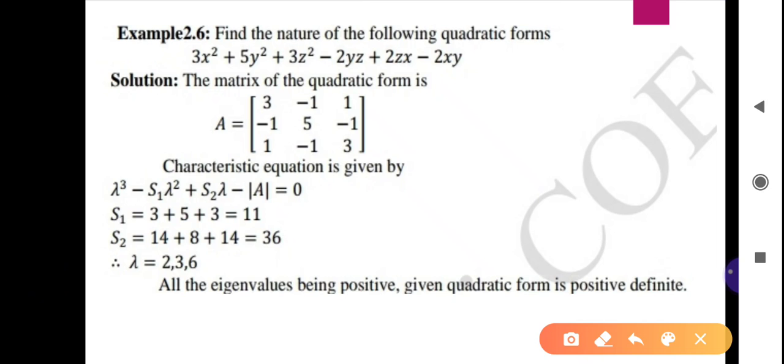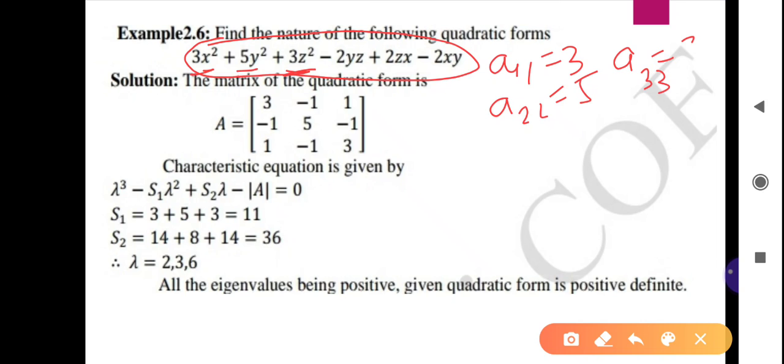Find the nature of the following quadratic form. So, the quadratic form is given. Now, from that we first have to find the values of A11, A12 and so on. A11 is the coefficient of x square, so it is 3. Then coefficient of y square, it is A22, it is 5, and coefficient of z square, it is A33, it is 3. Then yz, that is 2 times A23, where y is the second variable and z is the third variable. It is given as minus 2. From that we can calculate A23 as minus 1.